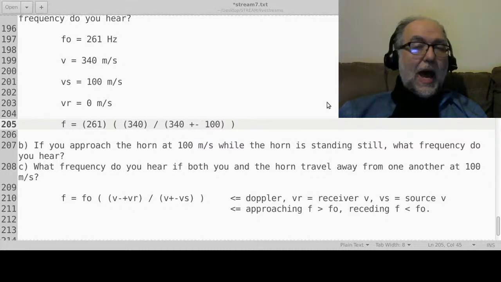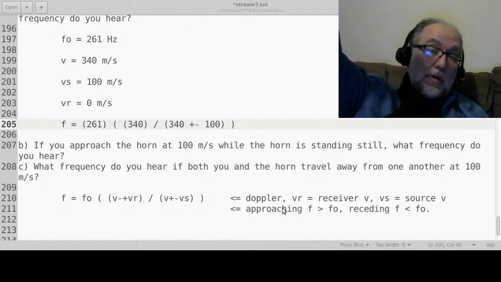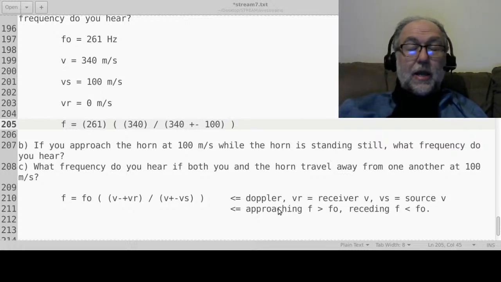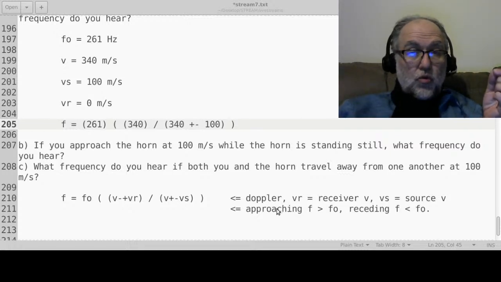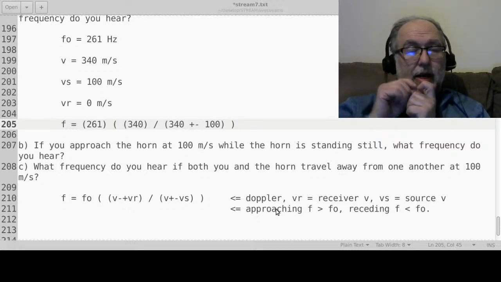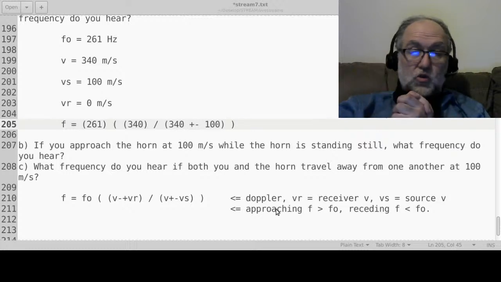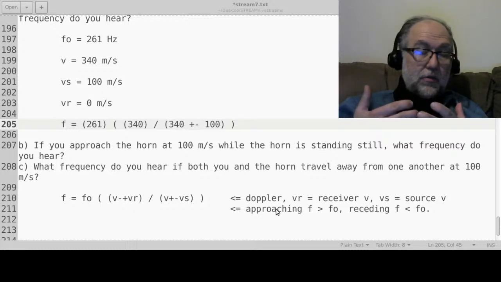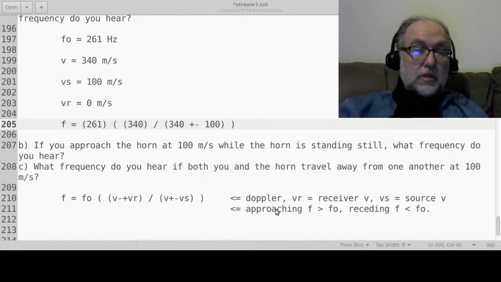The way I do this in my mind is I just say, look, do I expect the frequency to go up or go down? With the Doppler effect, if the two are approaching one another, it doesn't matter whether it's the receiver or the source that's approaching, or if they're both approaching, as long as the distance between the two is shrinking over time, the frequency will go up. Just remember that. The frequency goes up when things are approaching.